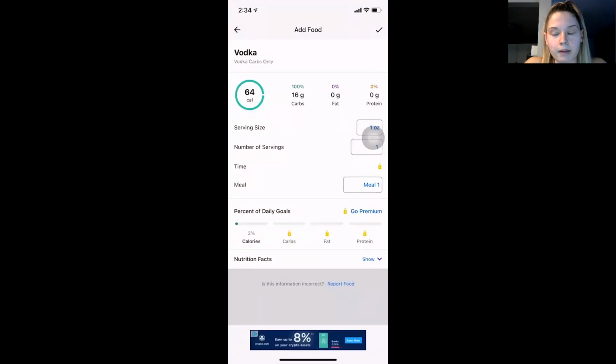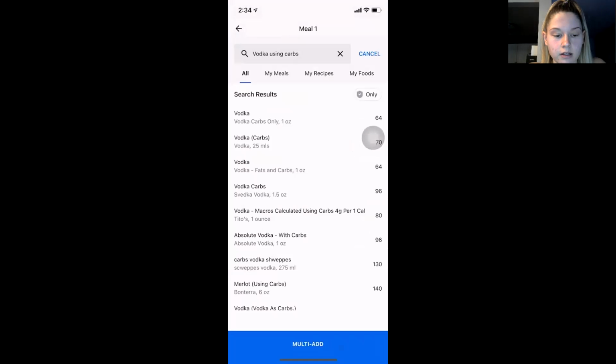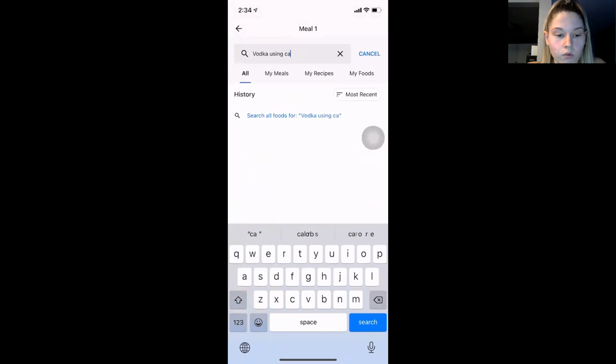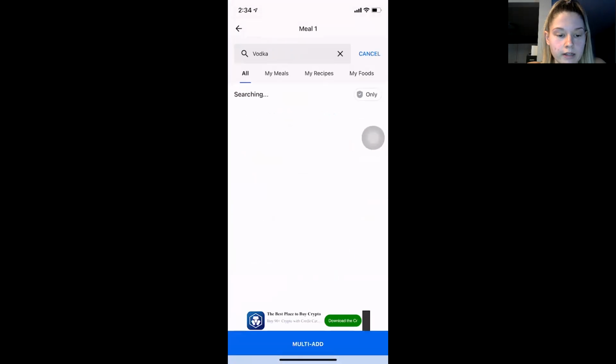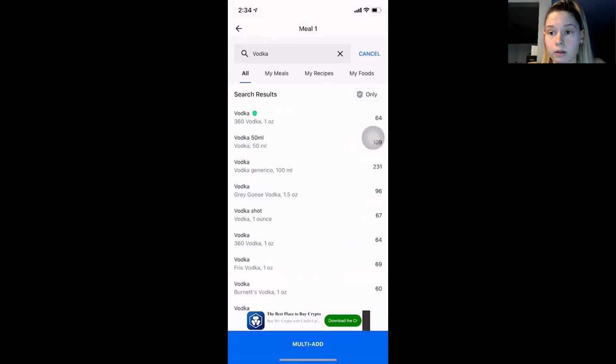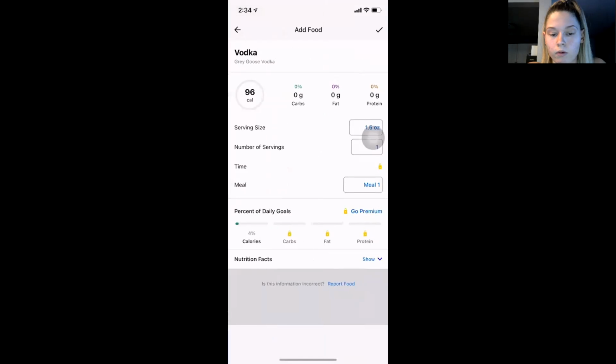Now, I believe a standard ounce is 1.5. So if you are going out at a restaurant, I believe they use 1.5 as the standard serving size for hard alcohol. Now I could be wrong, but I'm pretty sure it's 1.5. So then you would be looking at 96 calories per shot if it's a 1.5 standardized drink.